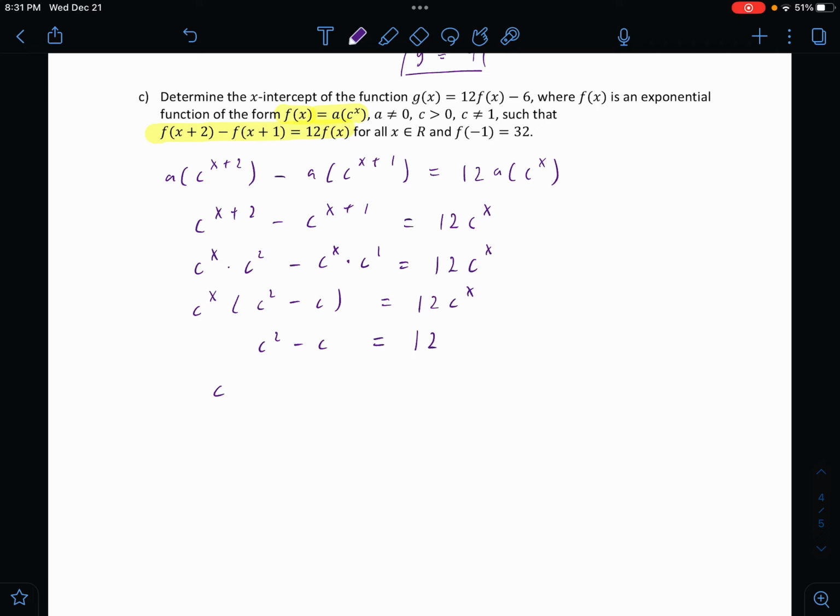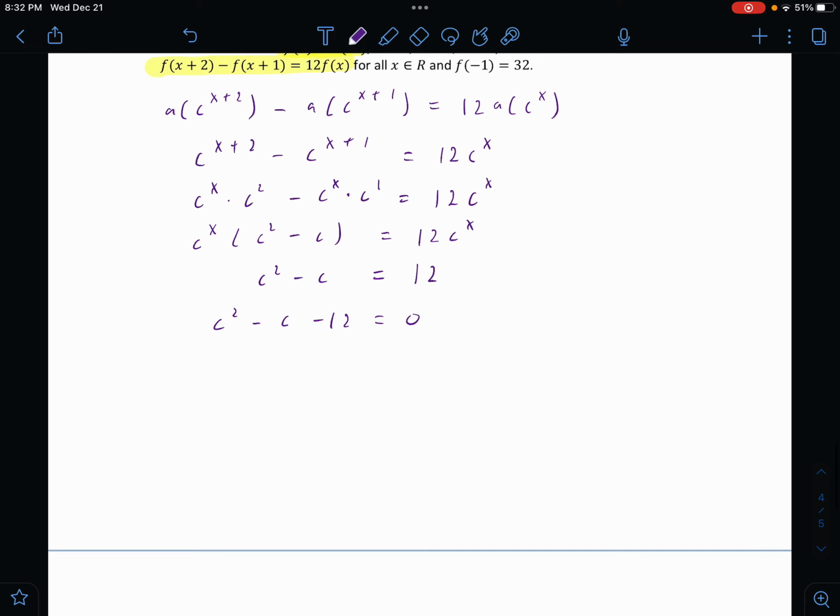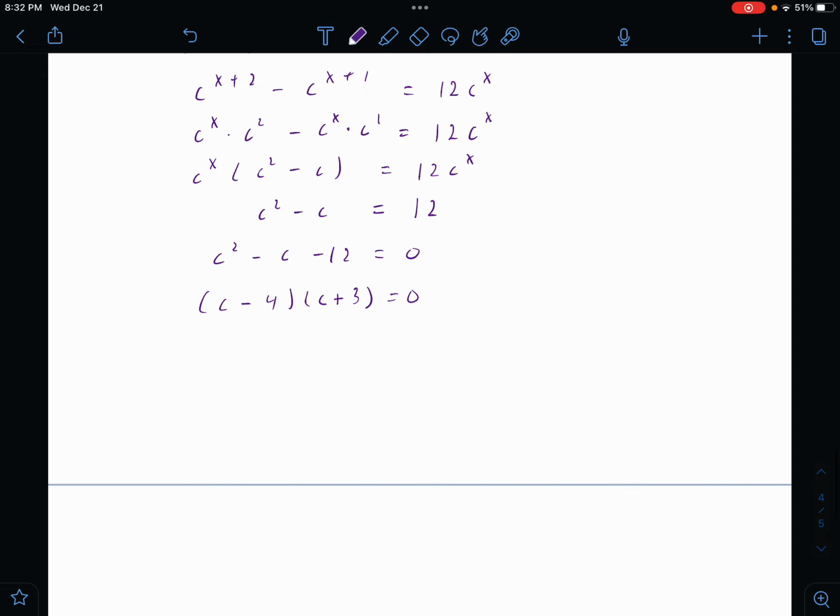This is a quadratic. So c squared minus c minus 12 equals 0. We can solve this by factoring: c minus 4 multiplied by c plus 3 equals 0. So it's just a simple trinomial. From this we get that c is equal to 4 and c is equal to negative 3.